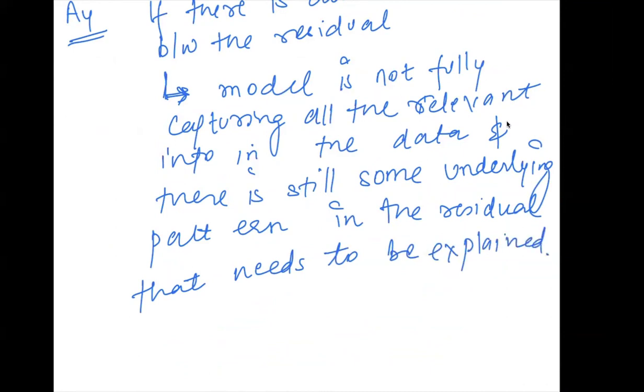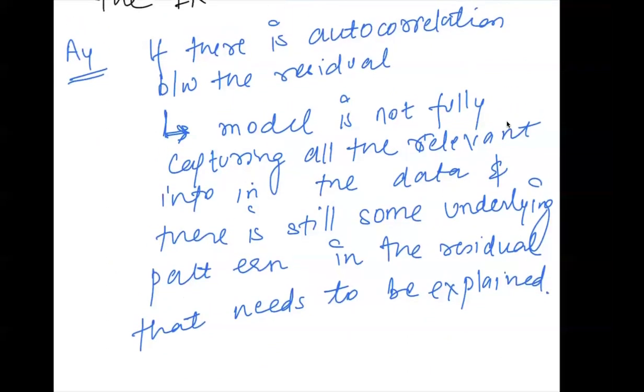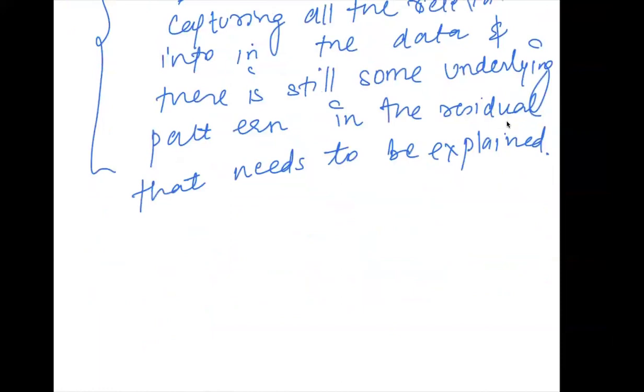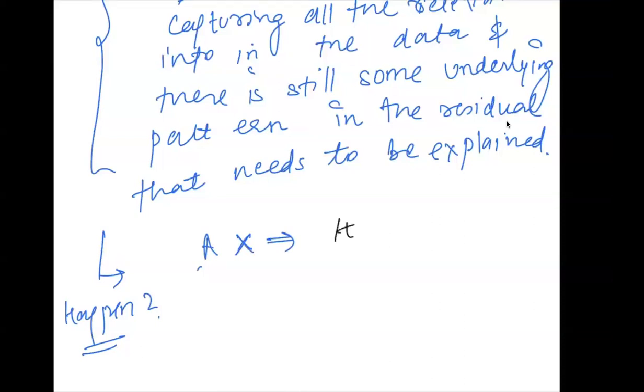This is what will happen if there's autocorrelation between the residuals. It happens because the model is not able to fully capture the relevant information from the data set we have, and there's some underlying pattern which we have not captured using the model. So what will happen? Let me answer this. If the autocorrelation assumption is not met, it will lead to inefficient estimates.